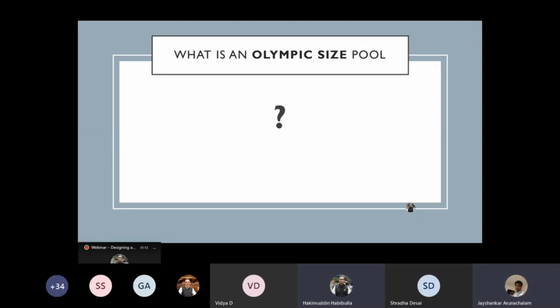Okay, so if you're able to see the options in the chat, the options were 100 meters, 50.025 plus or minus 0.005 meters, 50 meters, or all of the above.